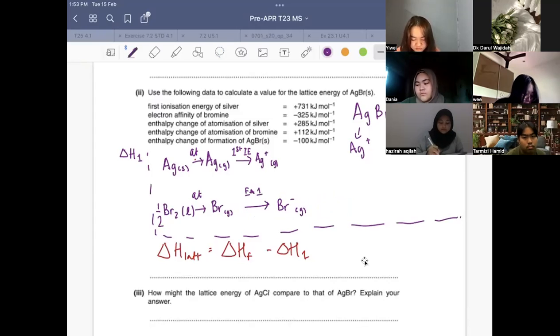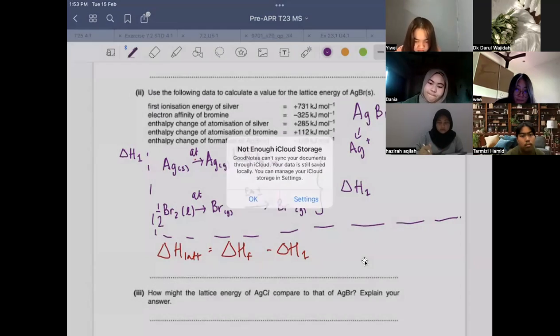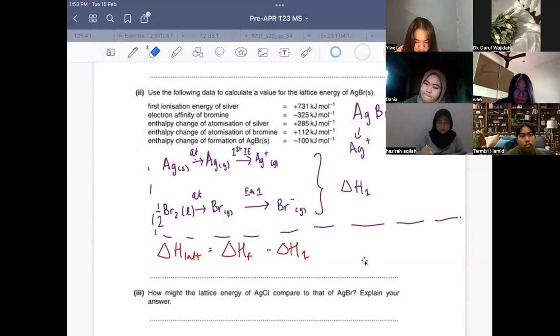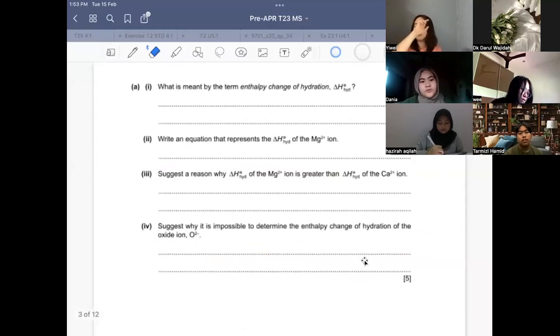EA1, electron affinity of bromine, okay, which is given. So all this, you just have to add them up, and that is your delta H1, and you sub it into the expression. Okay, so I'll just teach you how to do that quickly, and then for revision later on, you can work it out.